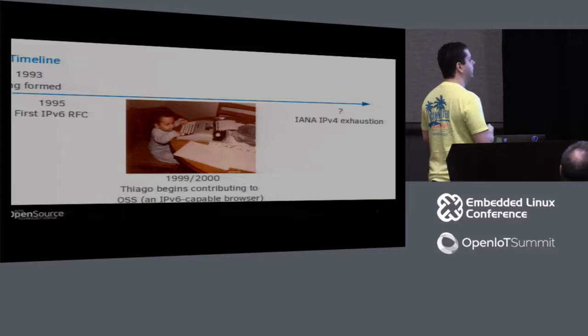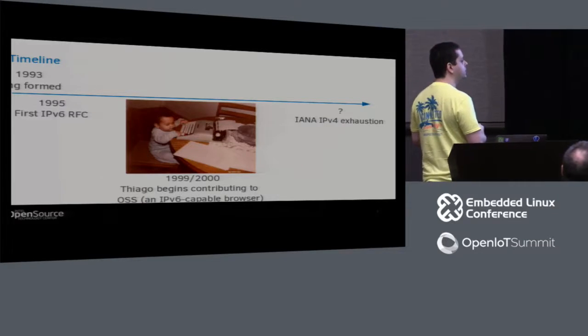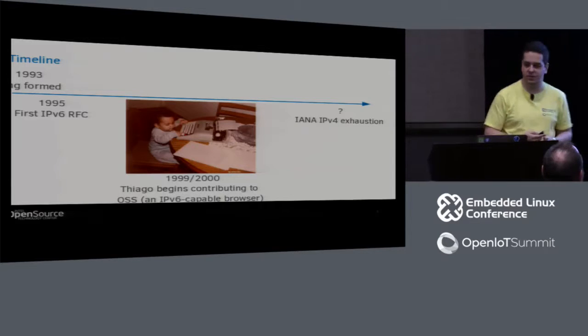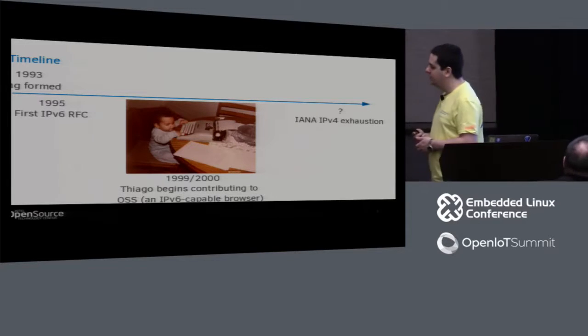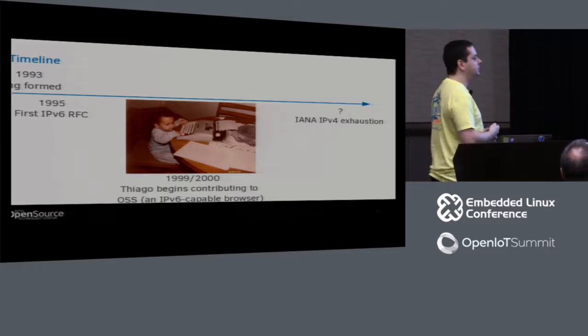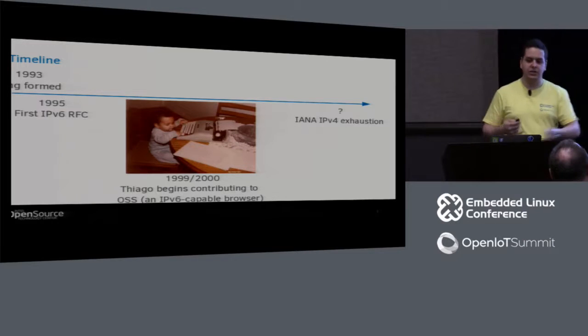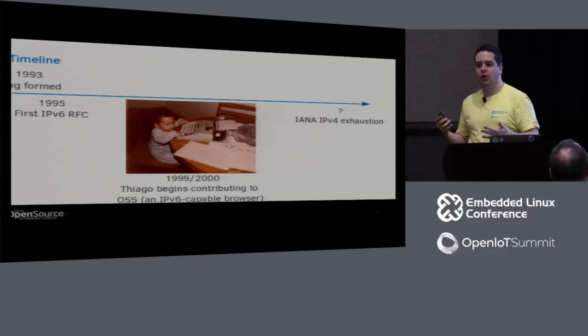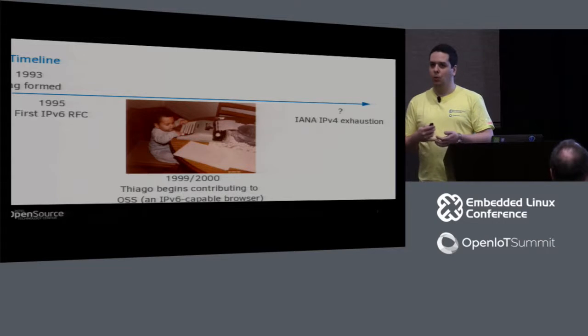By way of introducing myself, this is apparently me in the pre-ages of internet, contributing to IPv6 in 1999 with a typewriter. No, not really. I started contributing to open source with IPv6. I had one or two patches before to minor things, but it was only because I wanted an IPv6 capable browser in 1999 and 2000 that I actually began contributing to open source.